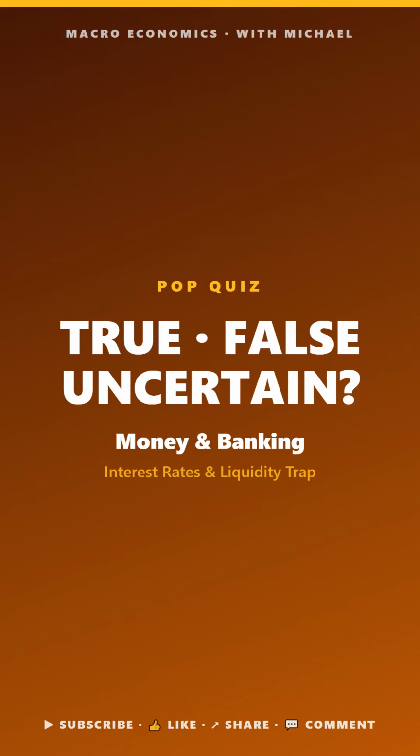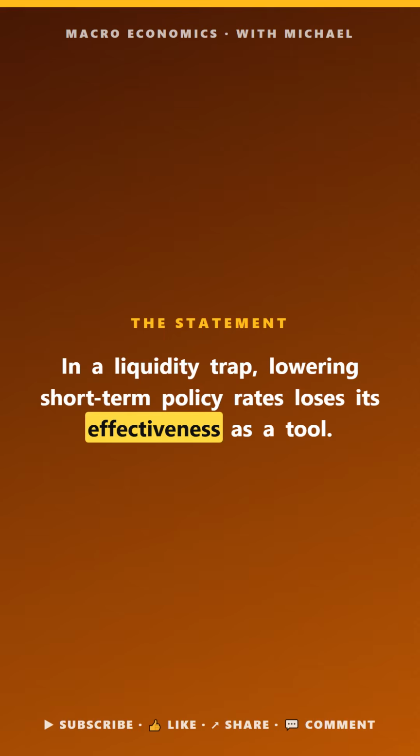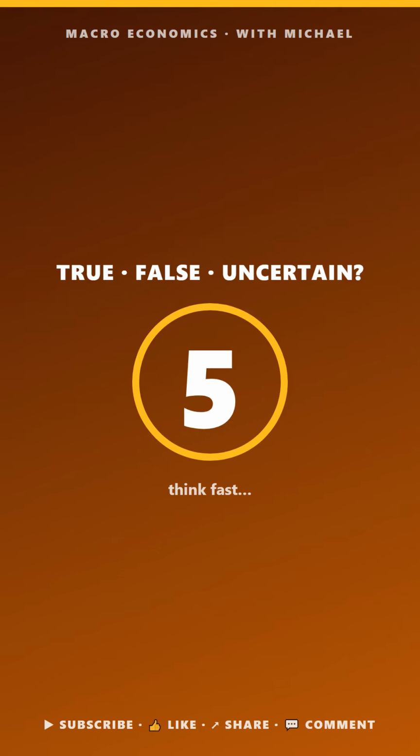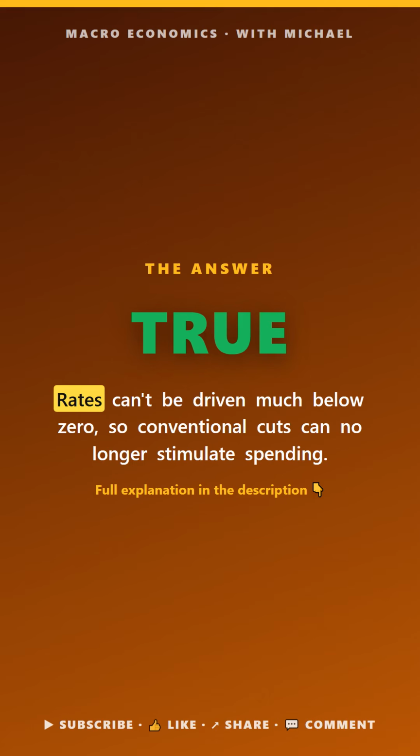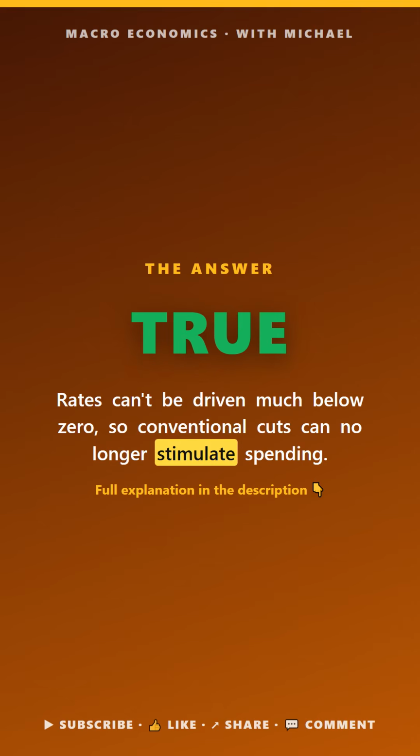Macro pop quiz. Money and banking. True, false, or uncertain. In a liquidity trap, lowering short-term policy rates loses its effectiveness as a tool. The answer is true. Rates can't be driven much below zero, so conventional cuts can no longer help.